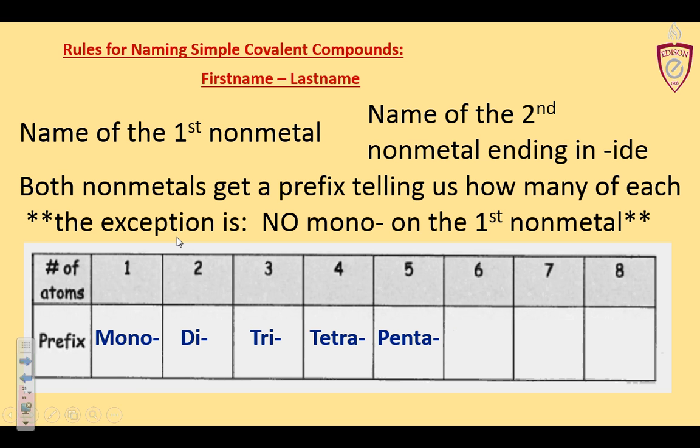6 is hexa. And then I'm betting hepta for 7. And this one is really easy, we've used it before: octa. We used it for octet. So octa would be for the number of whatever element.